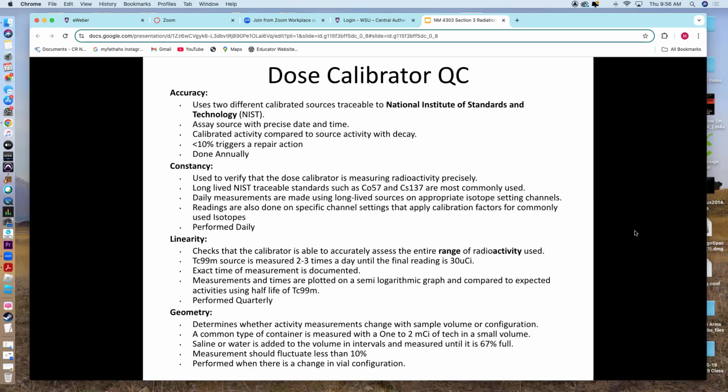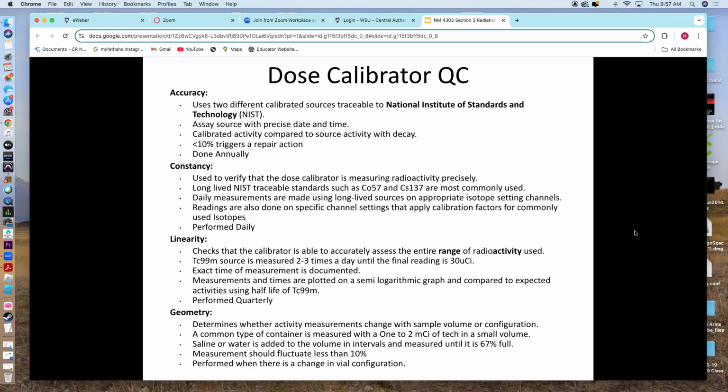So again, you usually have your two sources, cobalt and cesium. Those are the most common ones used. And you have to do daily measurements on every one of the channels. This is your quick daily measurement. You've done this before, I know you have. You put it in there, you get a reading, and you enter that reading into your computer. Just like with your meters, you should have documentation on your dose calibrator of what those readings should be, and that's been put in your computer as an easy way for you to check.